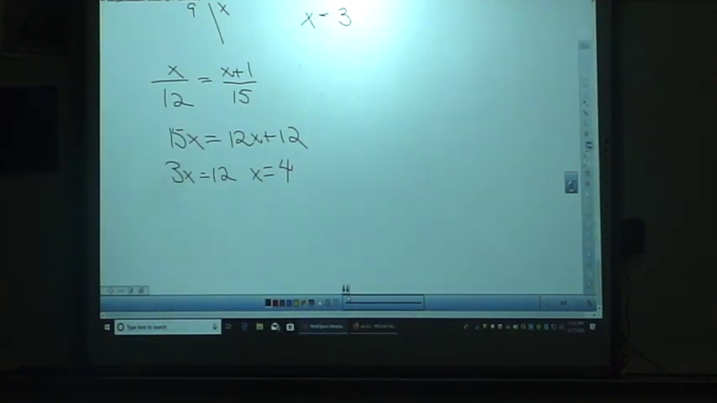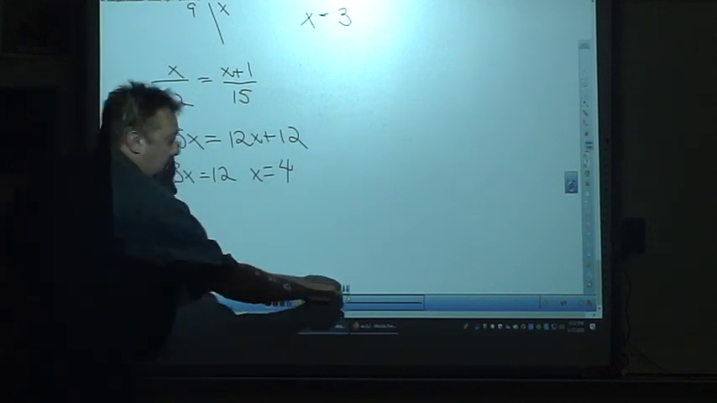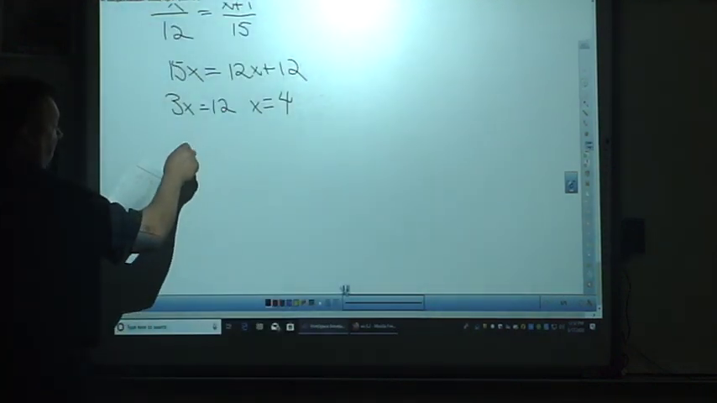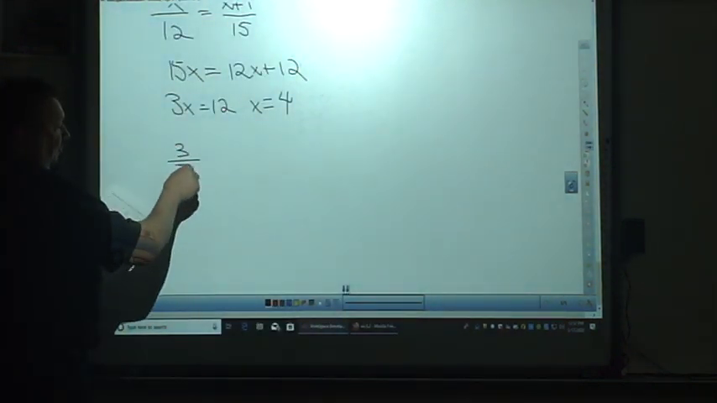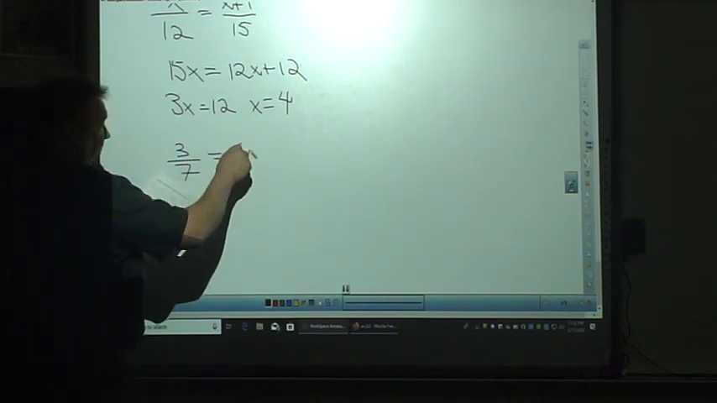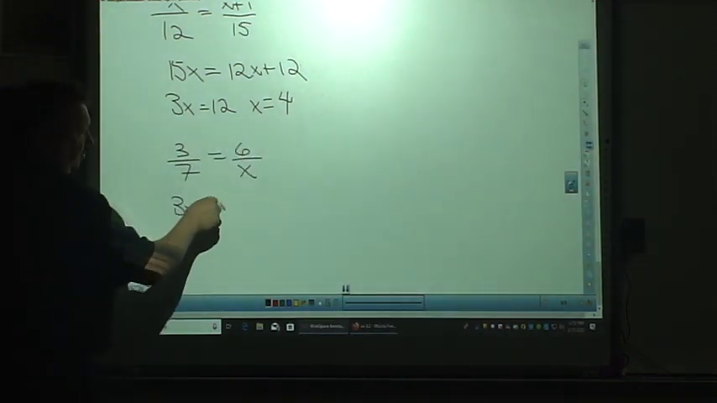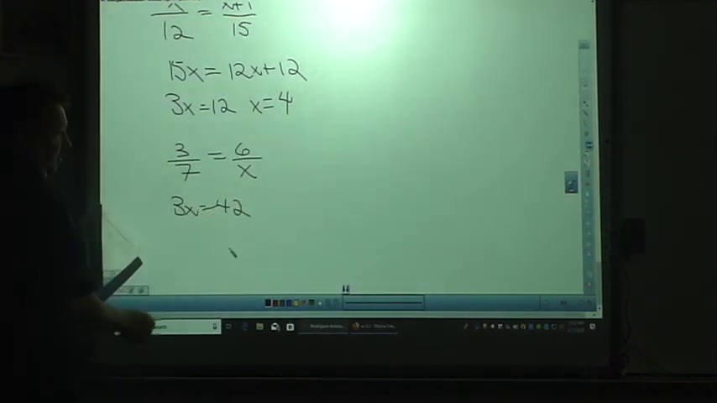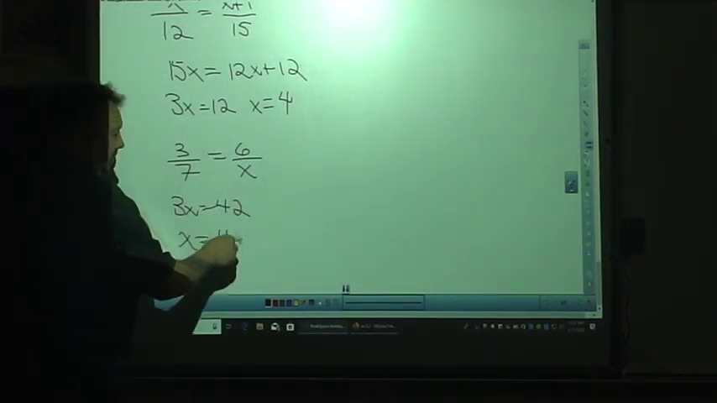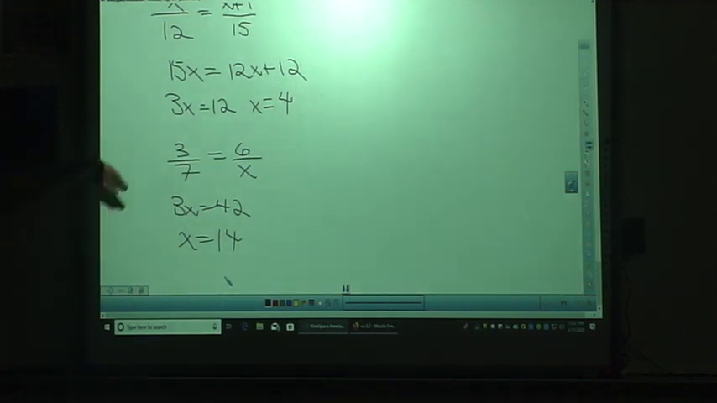For 21 and 22, you'll want to use the corollary because you have the whole side. So you would have 3 over 7, the whole side, equals 6 over the whole side, which will give you 3x equals 42. X would be equal to 14. So I did 3 over the whole side equals corresponding part over the whole side.